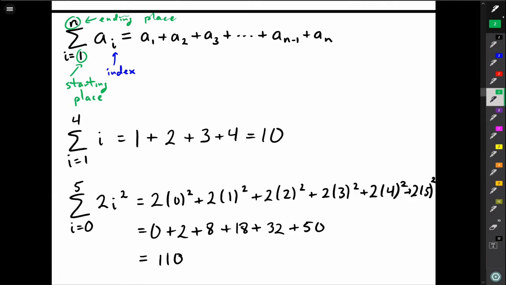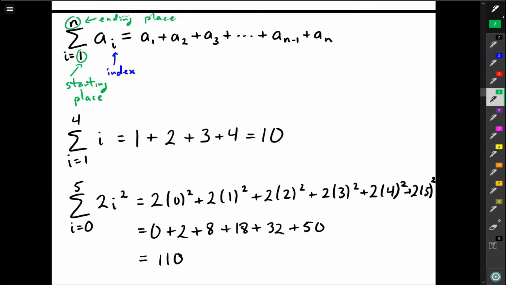The notation on the sigma here, the i equals 1 on the bottom, says start with i equals 1 and keep plugging in the next number until we get all the way up to n. So here we started with 1, and then we kept plugging in the next number for i until we got all the way to n. This is the starting place and the ending place for the sum, and the index i is just what we keep plugging into.